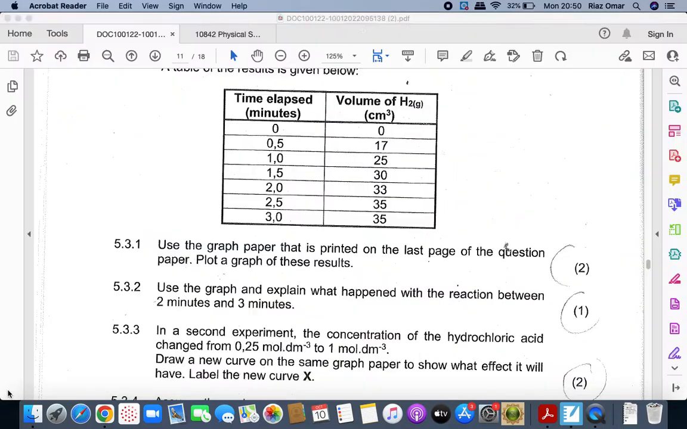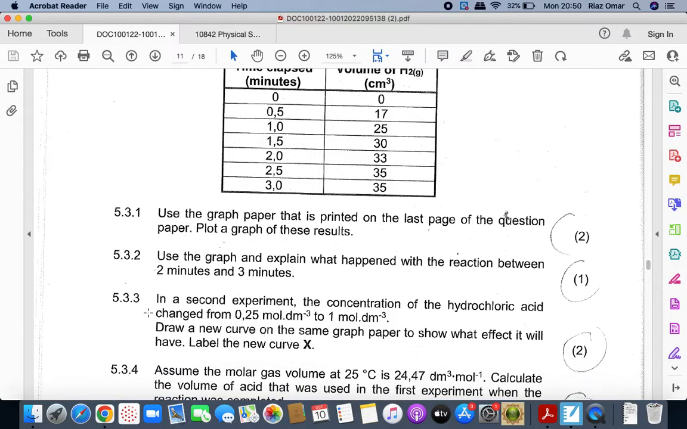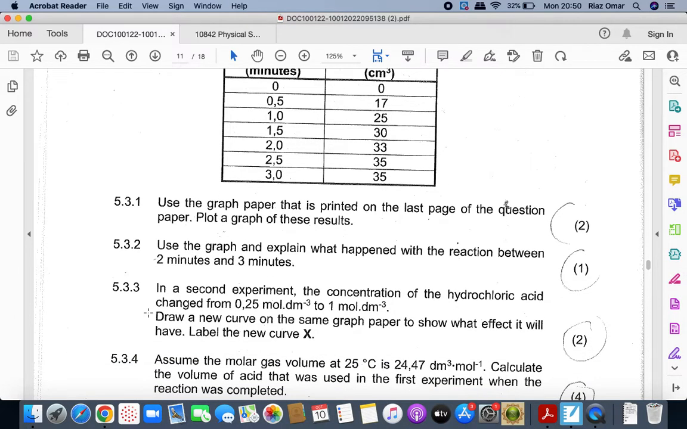Continuing, that was 5.3.1. Use the graph and explain what happened to the reaction between 2 and 3 minutes. Between 2, it was going for 17, 25, 30. The reaction was quite rapid, and then between 2 and 3, the reaction rate decreased.